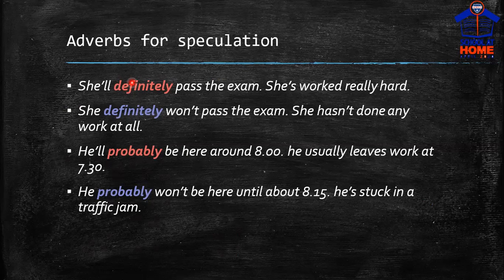So the next one, he'll probably be here around 8. He usually leaves work at 7:30. This is a probability, okay? Unlike this one, this means that it's almost 100% going to happen because we know the situation and we know that it's going to happen. And in here, we know that it's a probability, okay? We're not certain that that is gonna happen.